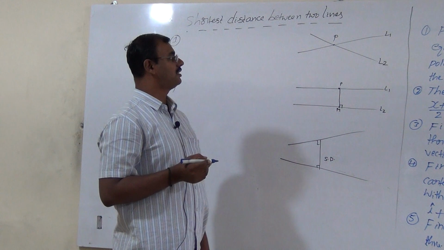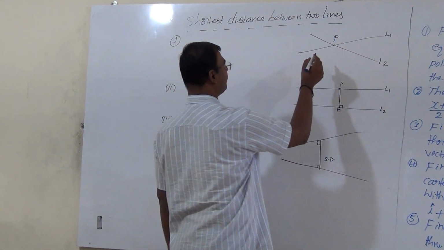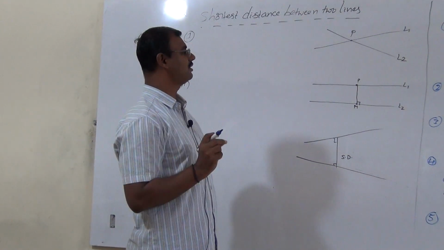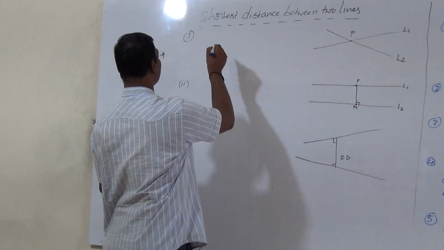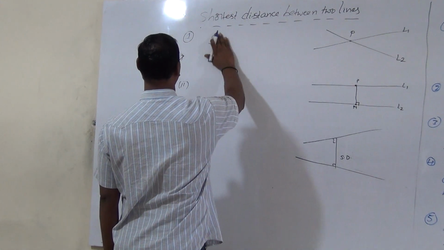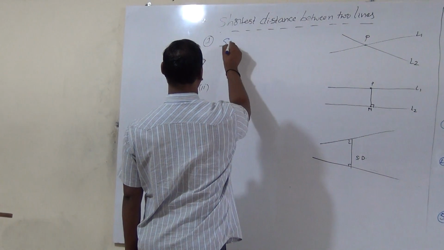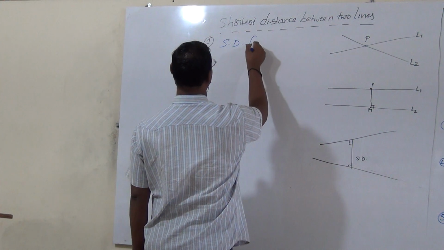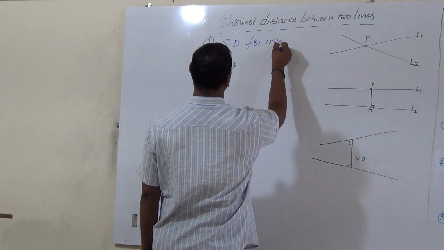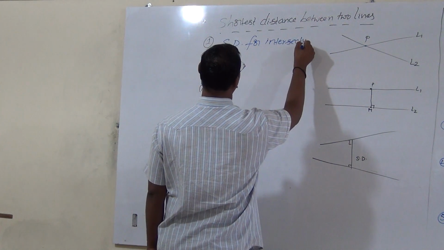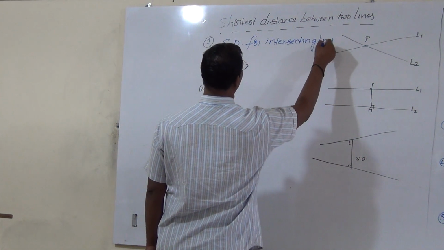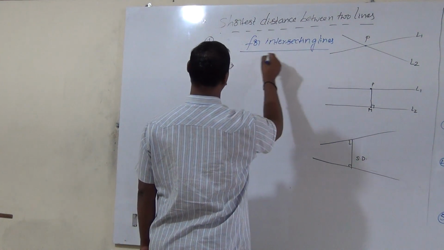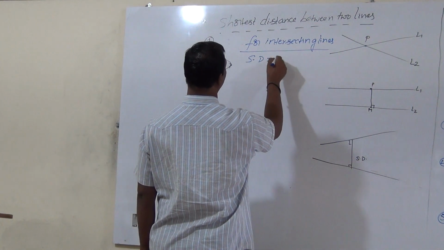The shortest distance will be how much here? Here only, that is their shortest, very less distance. This becomes 0. So remember all of you, for intersecting lines, the shortest distance will be what? 0, remember all of you.